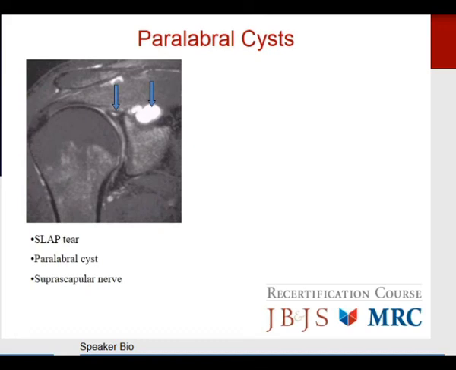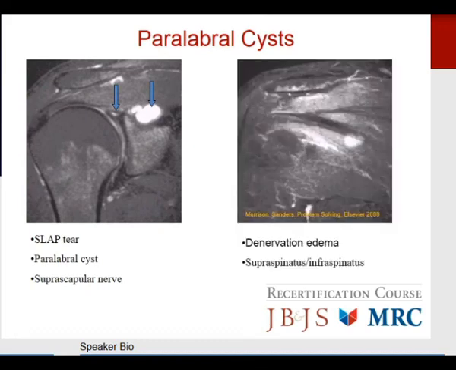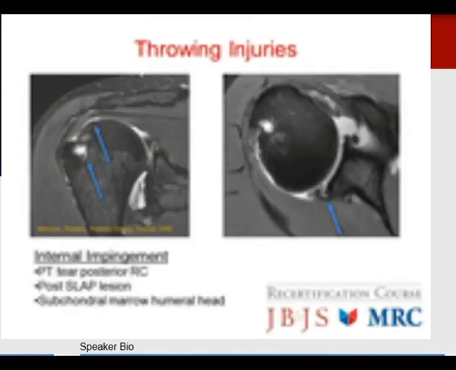If we look one more image posteriorly, we see that there's diffuse soft tissue edema within the supraspinatus and infraspinatus muscles, and this represents a suprascapular nerve entrapment with neurogenic edema within the supraspinatus and infraspinatus muscles secondary to the entrapment of the nerve caused by this paralabral cyst. This is an acute case of denervation muscle edema. In the more chronic cases, we'll see fatty atrophy rather than the edema.